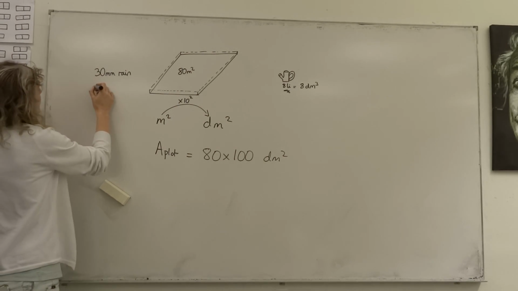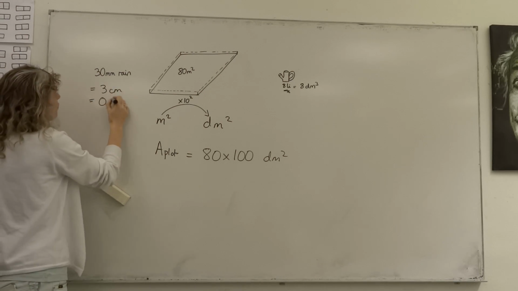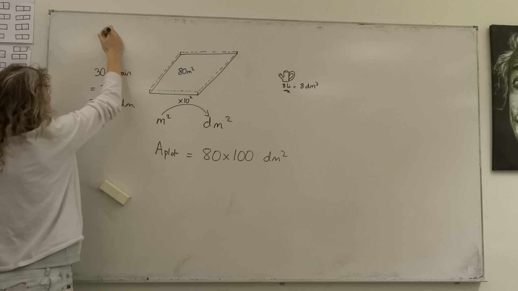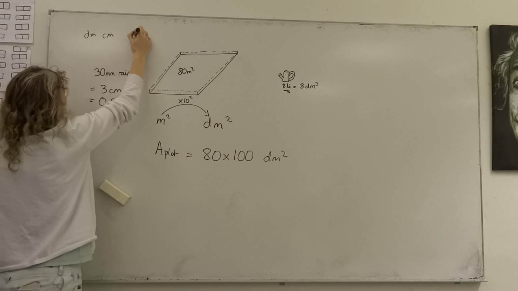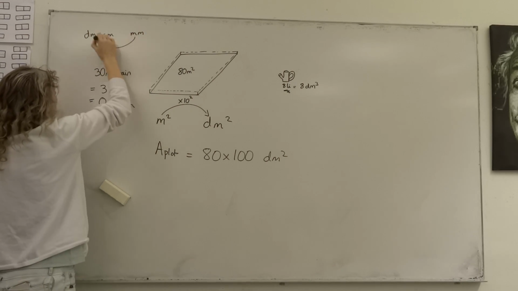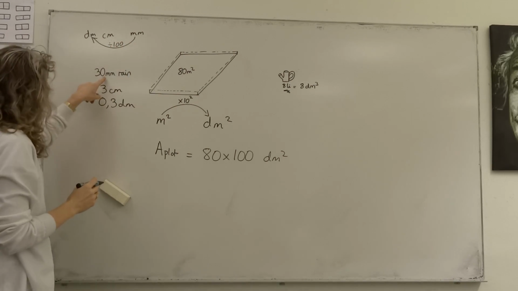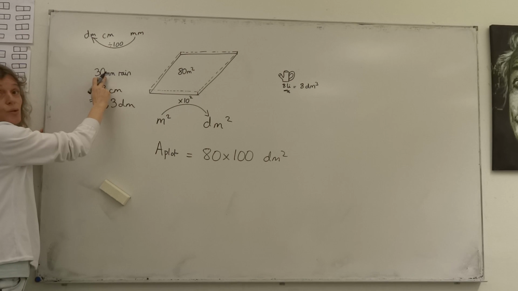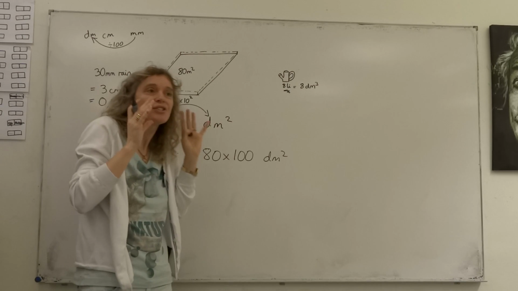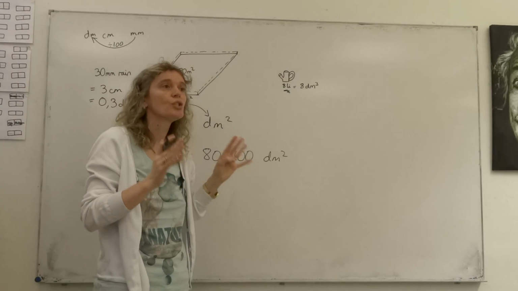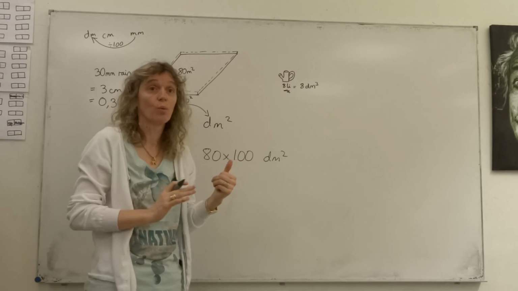So 30 millimetres of rain is the same as 3 centimetres of rain, which is the same as 0.3 decimetres of rain. Let's just check. We have centimetres, decimetres, centimetres, millimetres. To go from millimetres to decimetres, we have to divide by 100. Divide by 100, move the decimal point 2 places, 1, 2, 0.3 decimetres. So it's important that at the start everything is in the right units. You can't do anything in volume and area unless you've got the same units in everything you're working out.